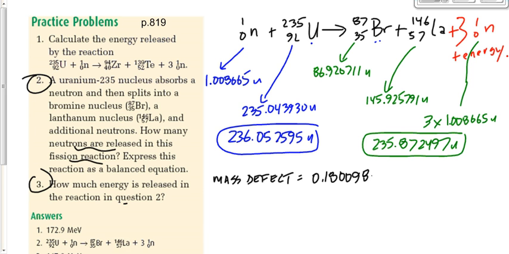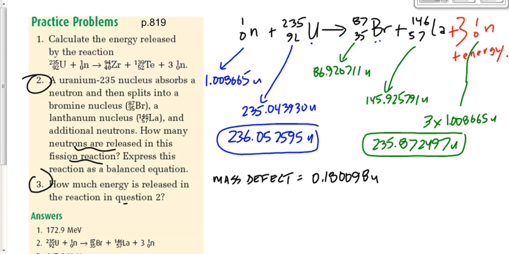0.180098. As you can see in this question, particularly, how important it is to keep multiple decimal places, right? Usually I say keep 4 or 5 decimal places until the end. In these ones, keep them all, every single one of them, because the difference in mass is so tiny, it's critical that we have it right up until the last decimal place.